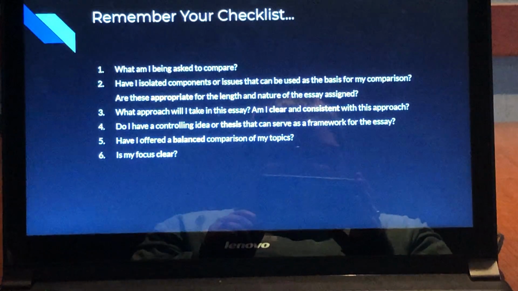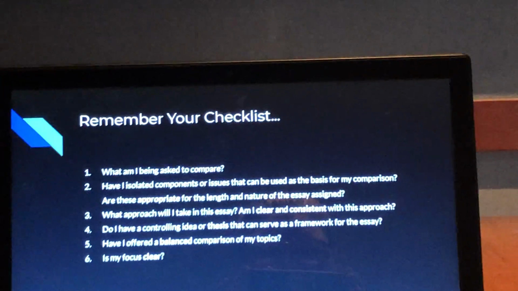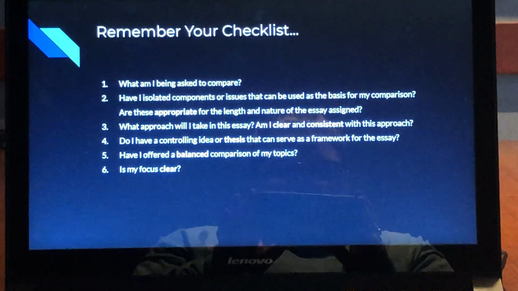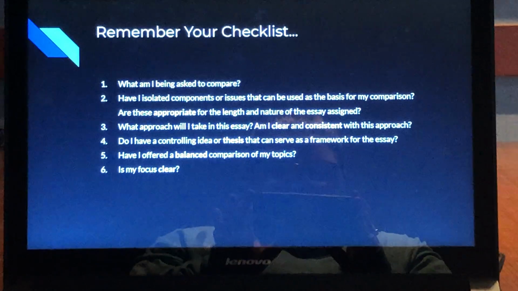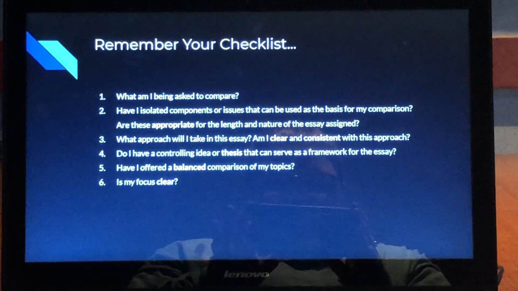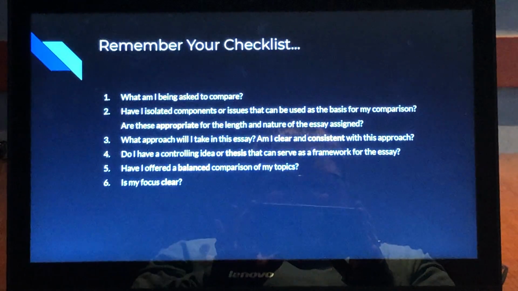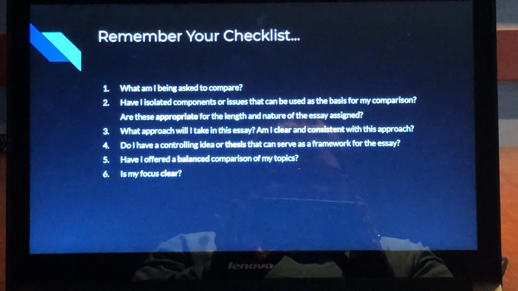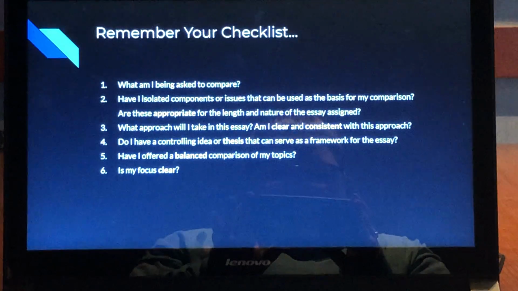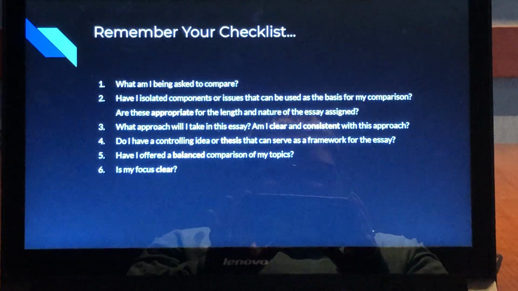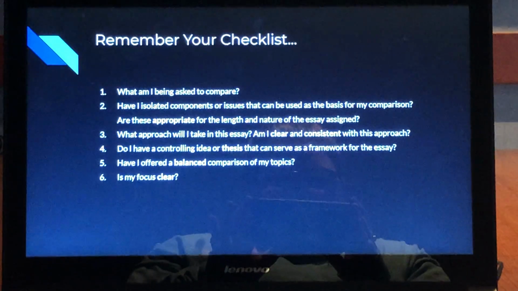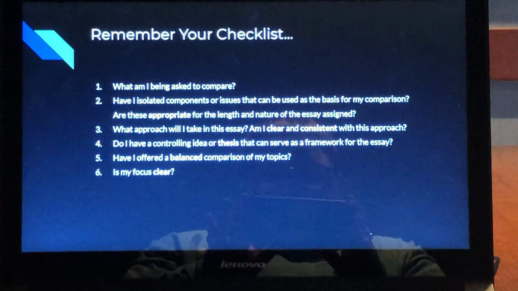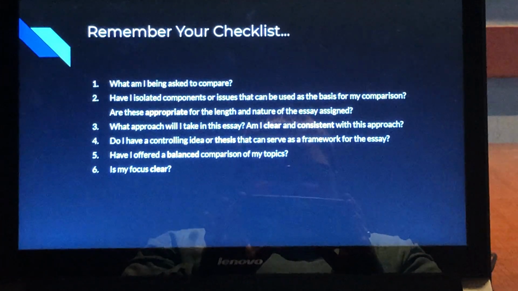Step 4: do I have a controlling idea or thesis that can serve as a framework for the essay? Thesis, very important, no matter what it is, in any essay, even your comparative essay. Whatever you're comparing, you'll probably have an idea pretty quickly of what you want your thesis to be, since you already have a straightforward topic and you know what you're doing, because obviously in a comparative essay you will be comparing. So just make sure that's clear. Make sure your essay doesn't include too much fluff or too many ideas from other things. You really want to keep your focus in this essay.